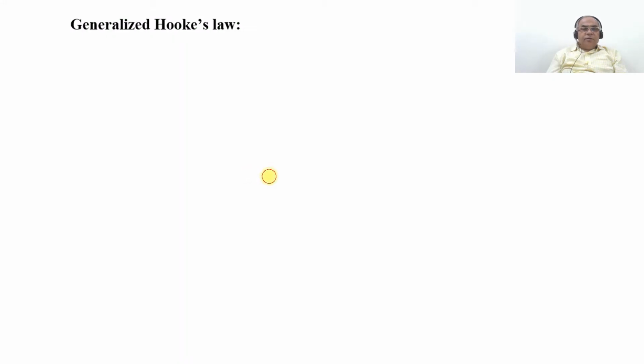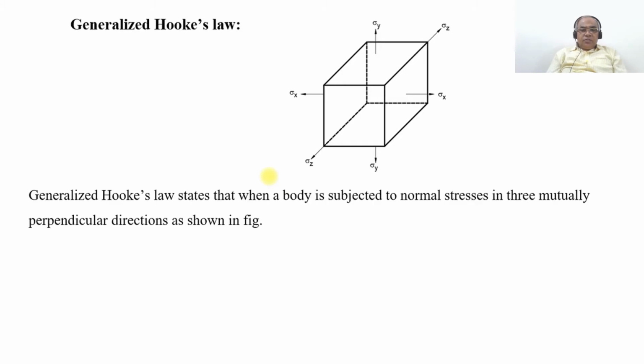Now, in this video, we will discuss the concept of generalized Hooke's law. So what does Hooke's law say? The generalized Hooke's law states that when a body is subjected to normal stresses, what is the normal stress? The normal stress is the one which is acting perpendicular to the lateral surface.